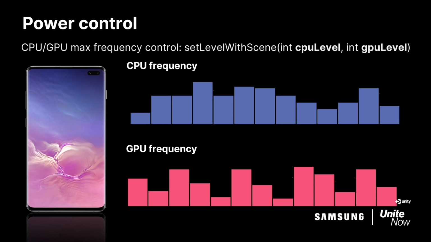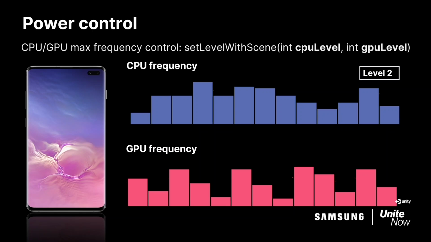Generally, however, they don't have control over this. However, with the GameSDK, it is possible to actually control the max frequency or have some control over the max frequency of the CPU and GPU using the set level with scene API. This is an extremely high level of control for game developers, and it's actually extremely powerful in maintaining performance over long term for your application.